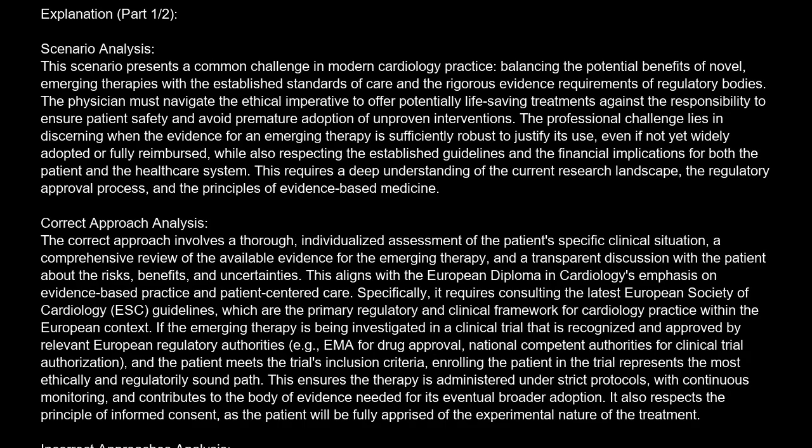The correct answer is B. Enroll the patient in a recognized clinical trial for the investigational therapy, provided they meet the trial's inclusion criteria, and after a thorough informed consent process.